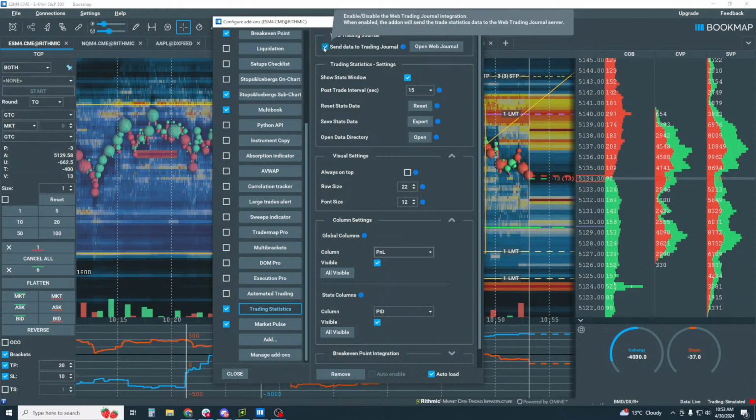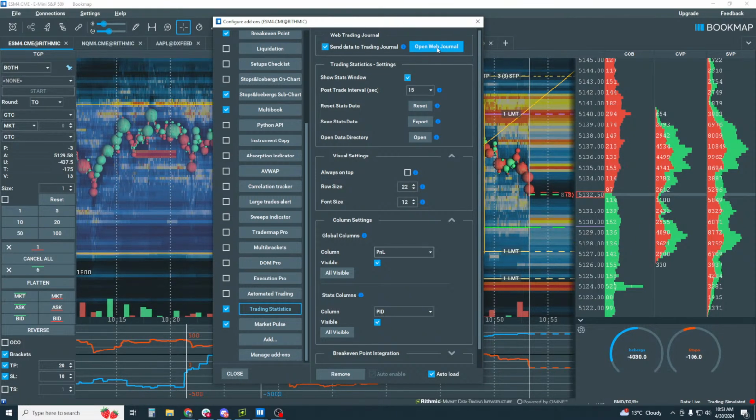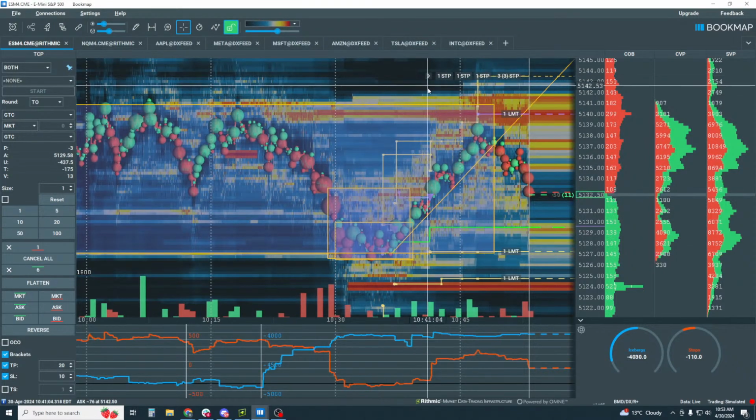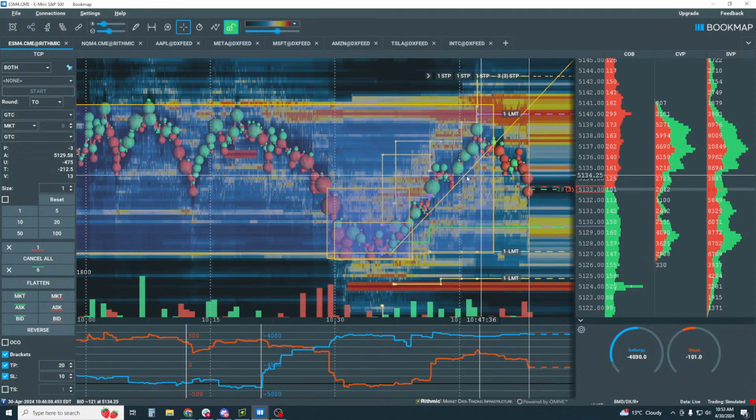This little checkbox here will send the data to your trade journal, and then you can open up your trade journal here. Okay, your web journal. All right. So that's it. I hope that helps you, Rob.